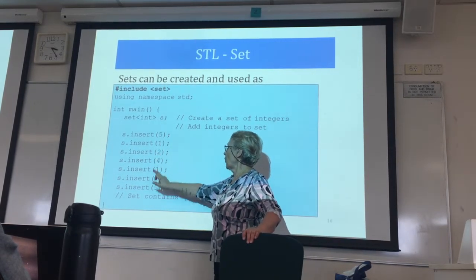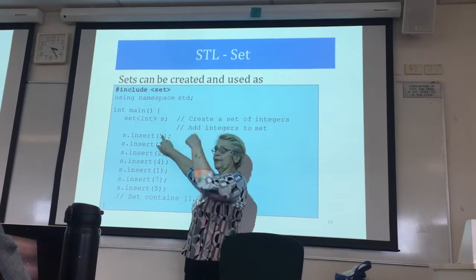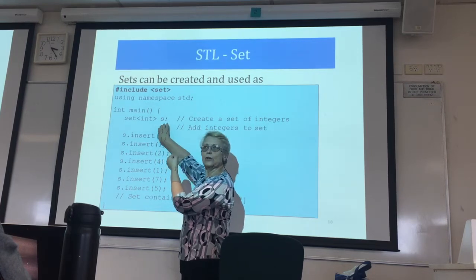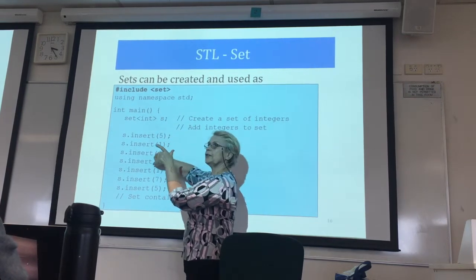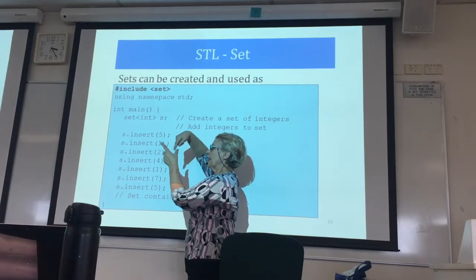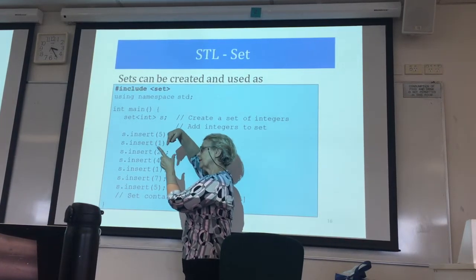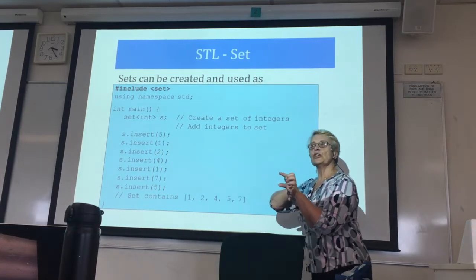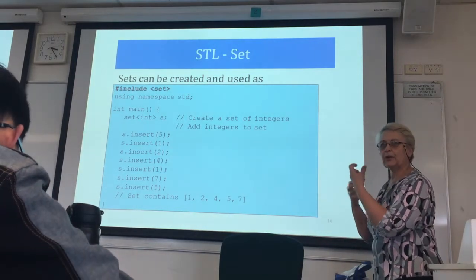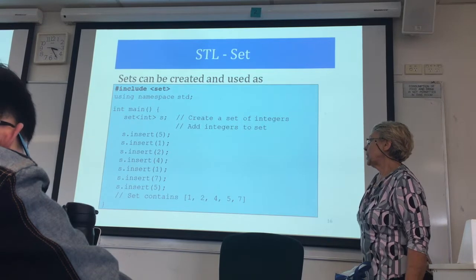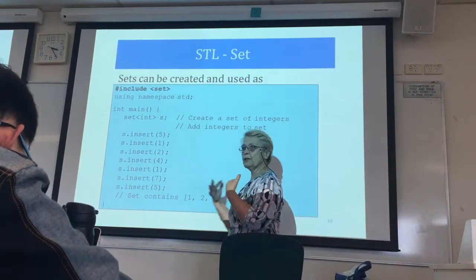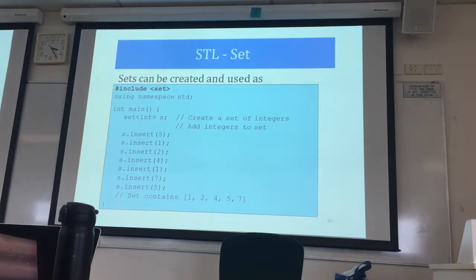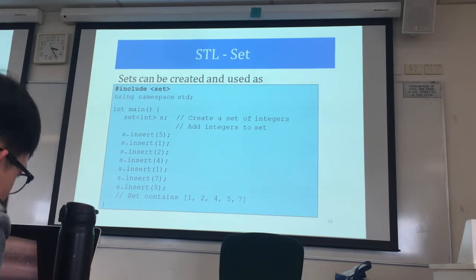5, 1, 2, 4. No. When you insert 5, 5 is the first element. Then when you insert 1, 1 is inserted in front of 5. So you have the order 1, 5. When you insert 2, 2 is inserted not after 5. It compares with 1, is greater. 2 is smaller than 5, yes. So 1, 2, 5. This is how insertion is done, and this happens very quickly because of the binary tree. So if you print it, we will see how to print with iterators. You go through each element, you get them in sorted order. But we will talk about this after we talk about iterators.